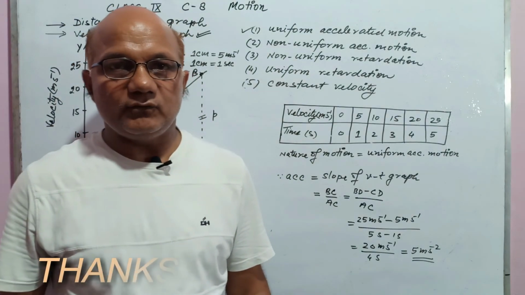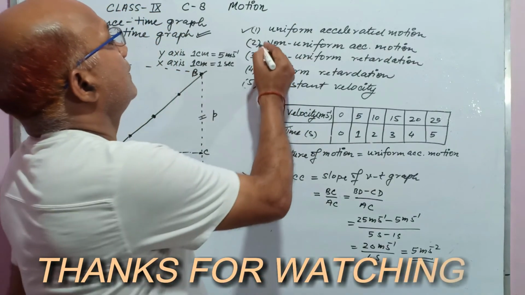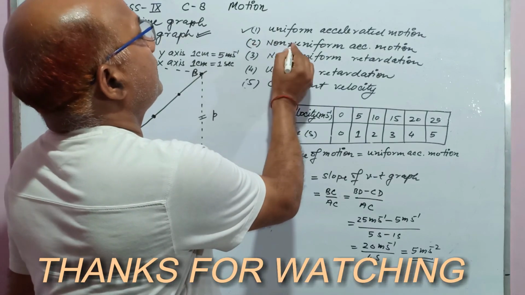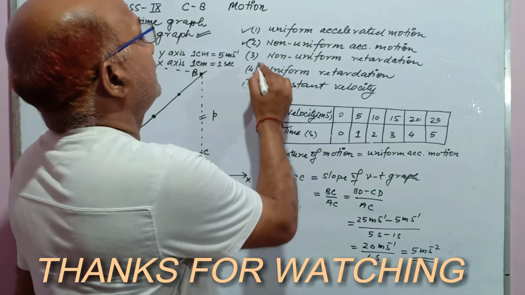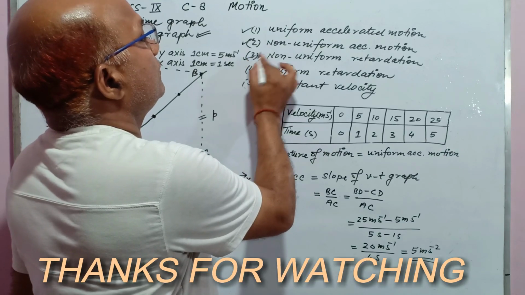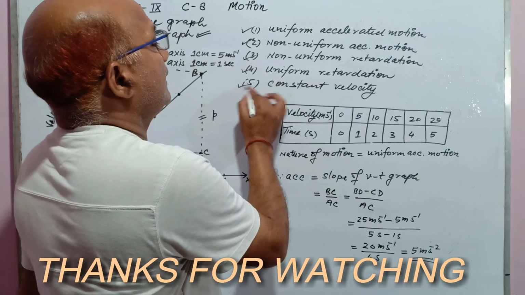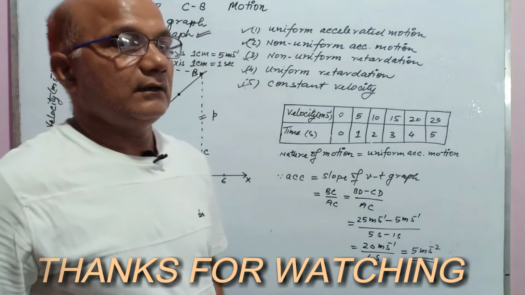Now this session is over, and we will discuss the VT graph for non-uniform motion, non-uniform accelerated motion, non-uniform retardation, uniform retardation, and constant velocity in the next video.